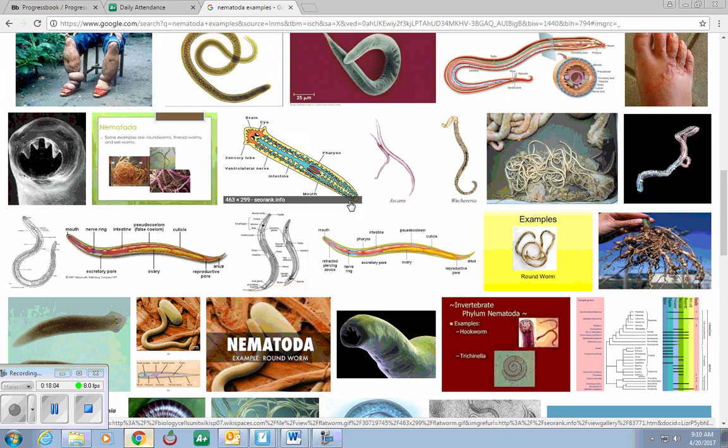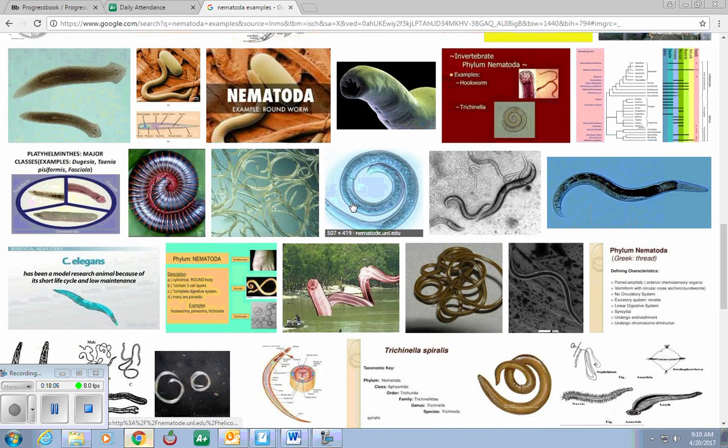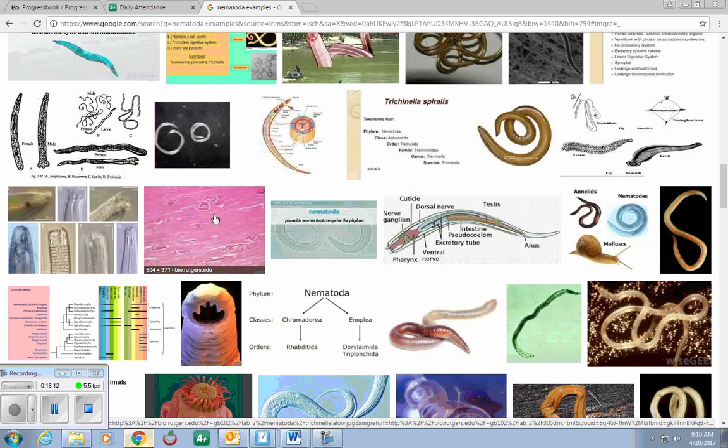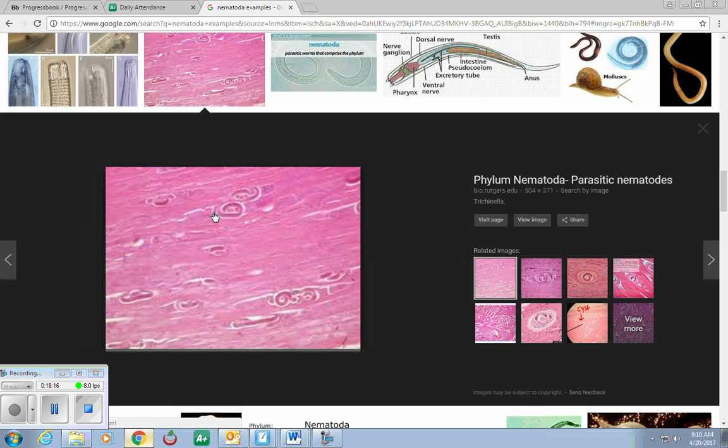I'm trying to look through here really quickly. Some of the worms can actually get embedded into your muscles. So this is trichinella. And so here's the little worms.